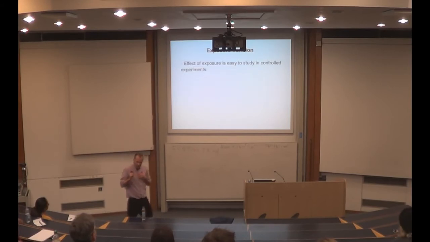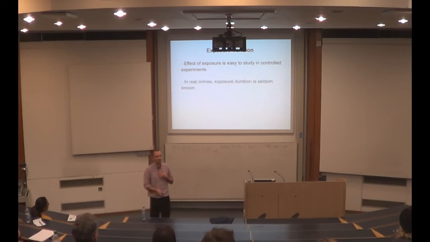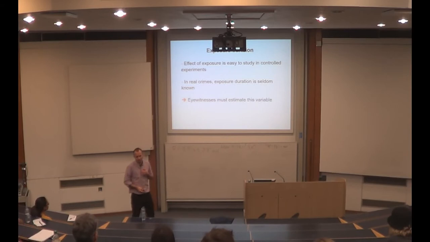Look, here's what's interesting about exposure duration. Exposure duration is easy to study in the laboratory. You just set your different exposure times, you know what they are, you administer them to your participants, and you measure the outcome. But in real crimes, we just don't know what this exposure duration actually is. And the only way of finding out is to ask the eyewitness. Okay?